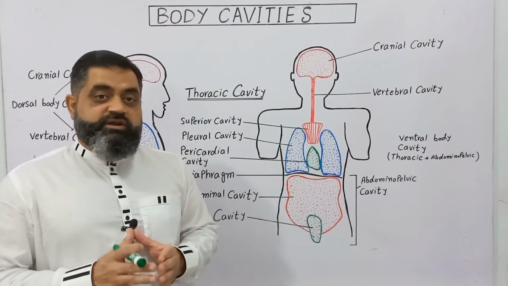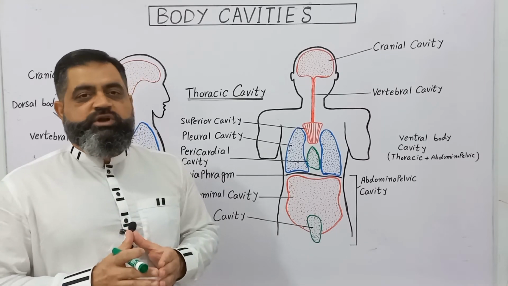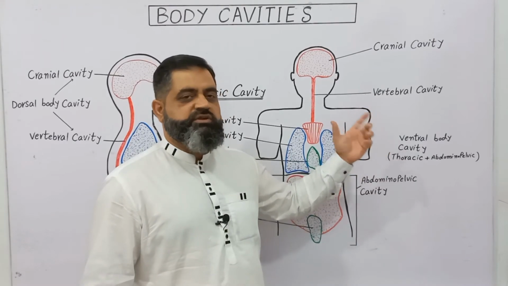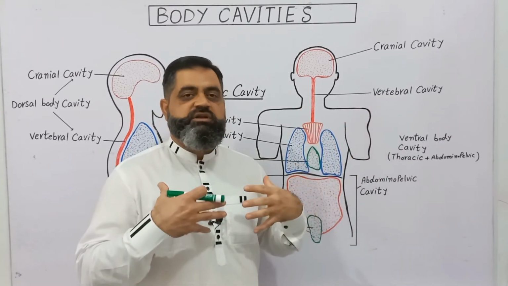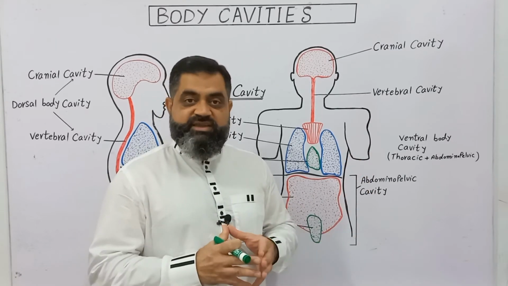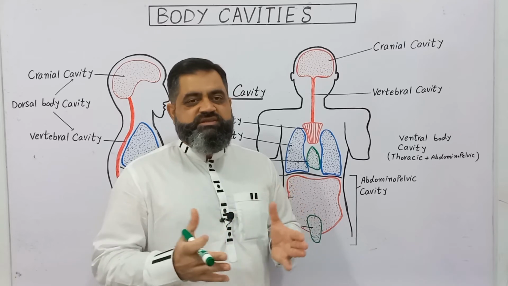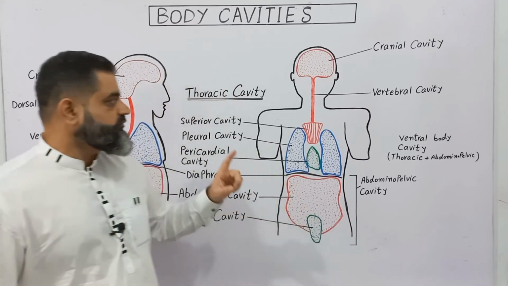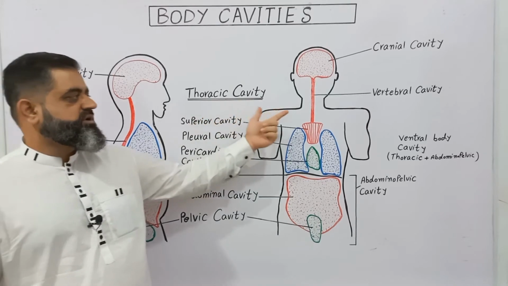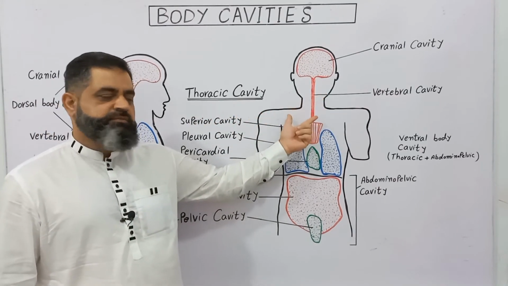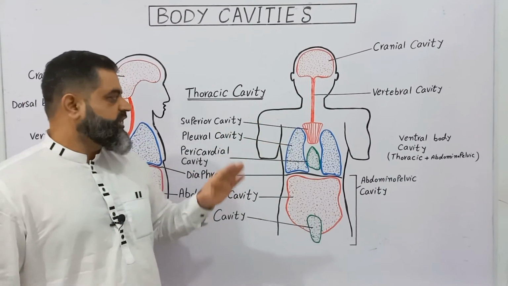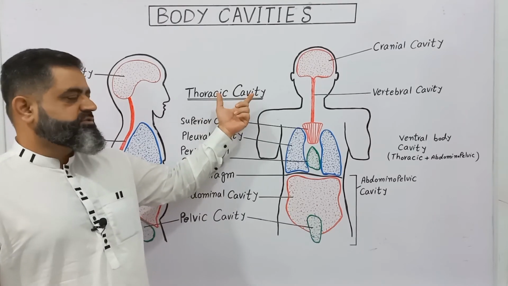Now let's look at the ventral body cavities. There are three types of ventral body cavities present in our body. Number one, the thoracic cavity, which is present in the ribs. The second one is the abdominal cavity, and the third one is the pelvic cavity. Now let's discuss these cavities one by one. First of all, I am going to discuss the thoracic cavity. The thoracic cavity starts where our neck ends. The thoracic cavity, which is present under our ribs, includes some subcavities.